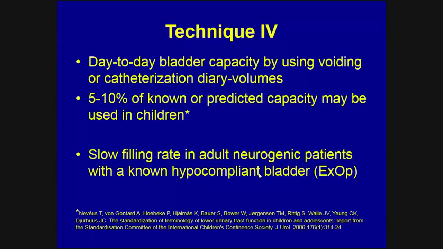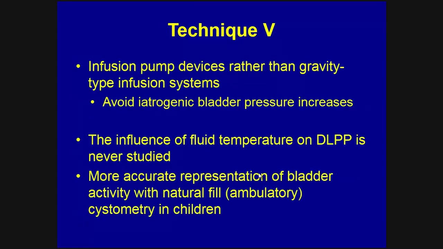Especially our committee thinks that slow filling rate in adult neurogenic patients with a non-hypocompliant bladder is important, supported by expert opinion. Infusion pump devices, rather than gravity-type infusion systems, are advocated to avoid iatrogenic bladder pressure increases. The influence of fluid temperature on detrusor leak point pressure has never been studied. A more accurate representation of bladder activity, maybe the ambulatory one, natural fill cystometry, in children may be achieved.